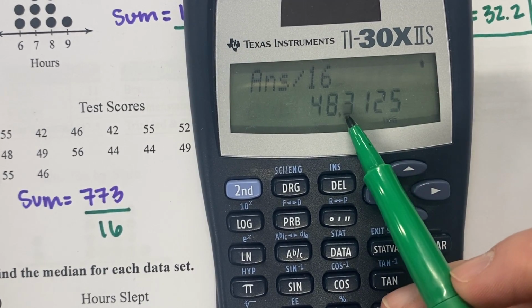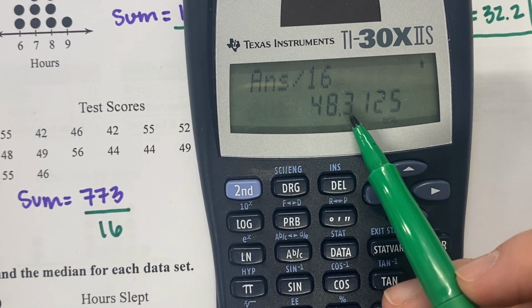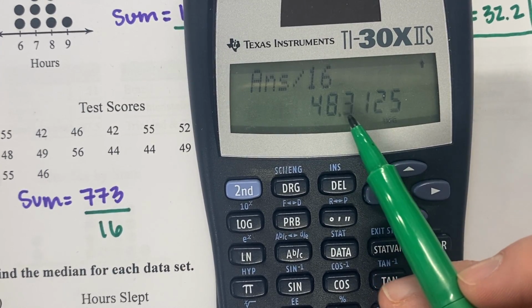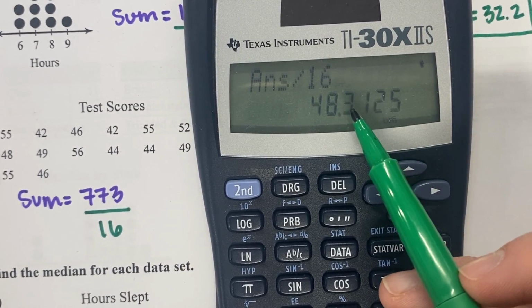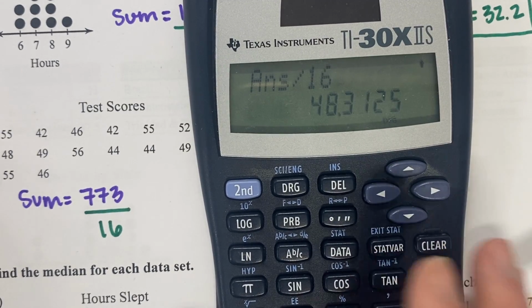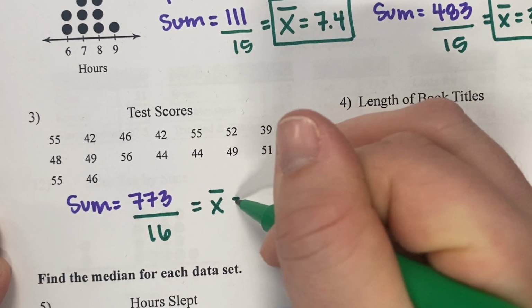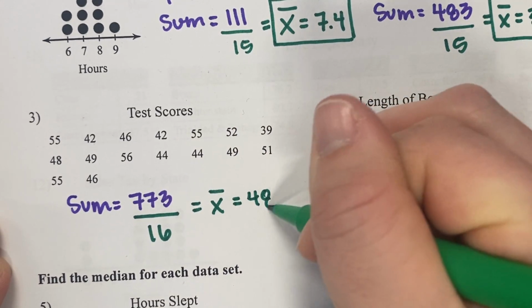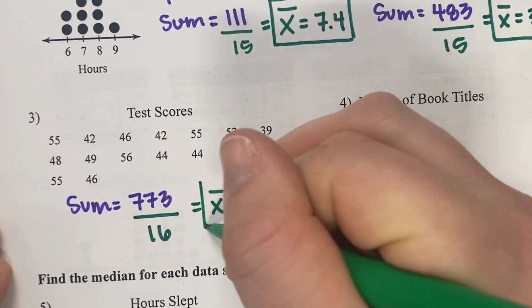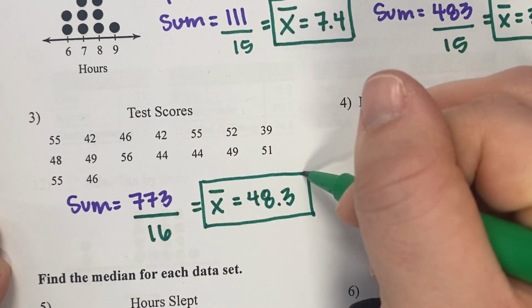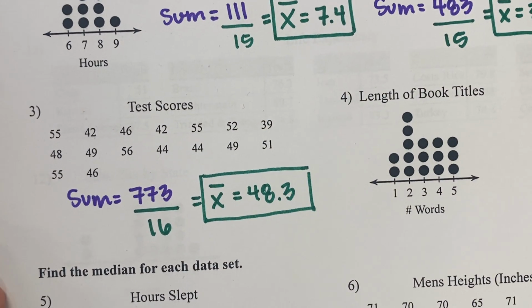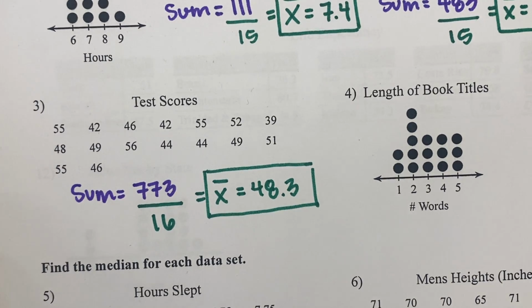And let's go ahead and just round this to the first decimal place, the tenths place. So that 1 behind our 3 is going to keep the 3 a 3 because it's below 5. So our mean, or our x bar, 48.3. And there we go.